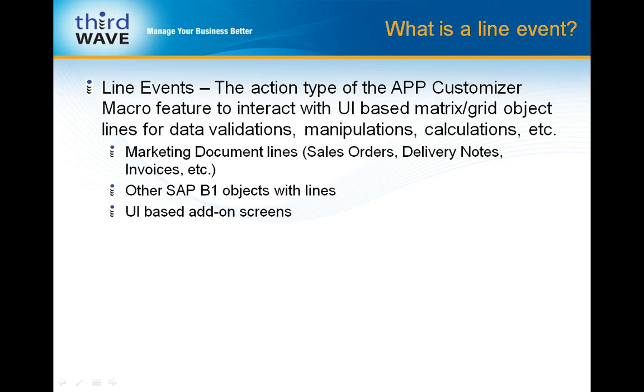a sales order. If you want to validate that the discount percent, warehouse code, or any other field of a line is completed before the document can be added to the system, line events is what you need. If you want to default a tax code for an item based on a non-standard logic system, line events is what you need. If you want to perform complex shipping or discount calculations, line event is what you need.